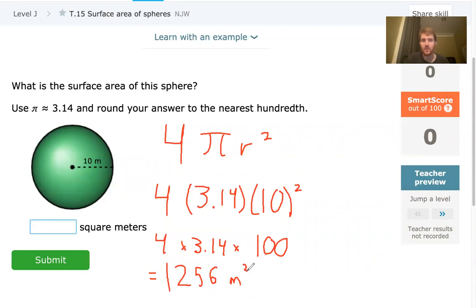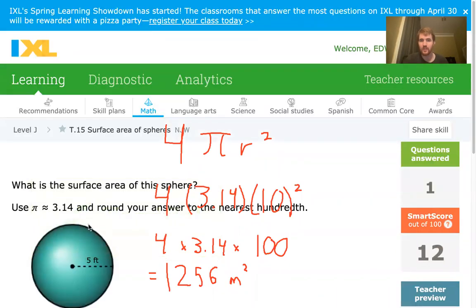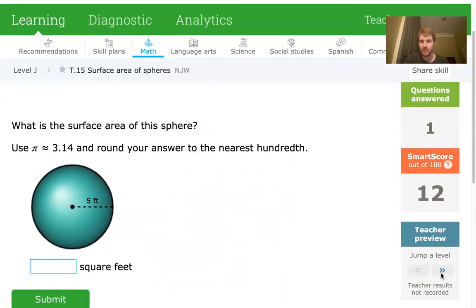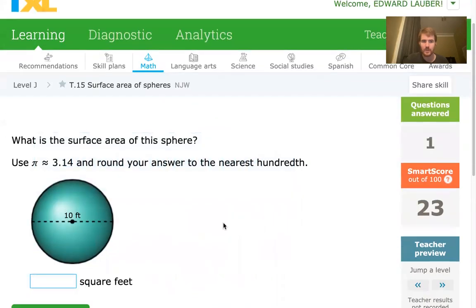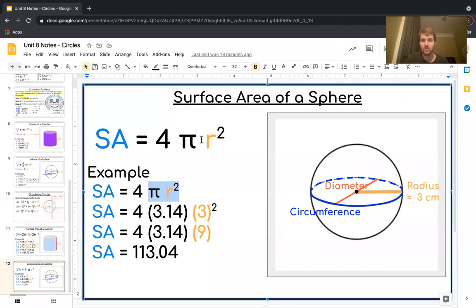If it was volume, it would be meters cubed. If it was just a distance, it would just be meters. So 1,256. Terrific. So as you go, of course, into more advanced problems, make sure you look out. Sometimes it's not going to give you the radius. It will give you the diameter. The formula asks for the radius. So if it gives you the diameter, you got to cut it in half to find the radius.